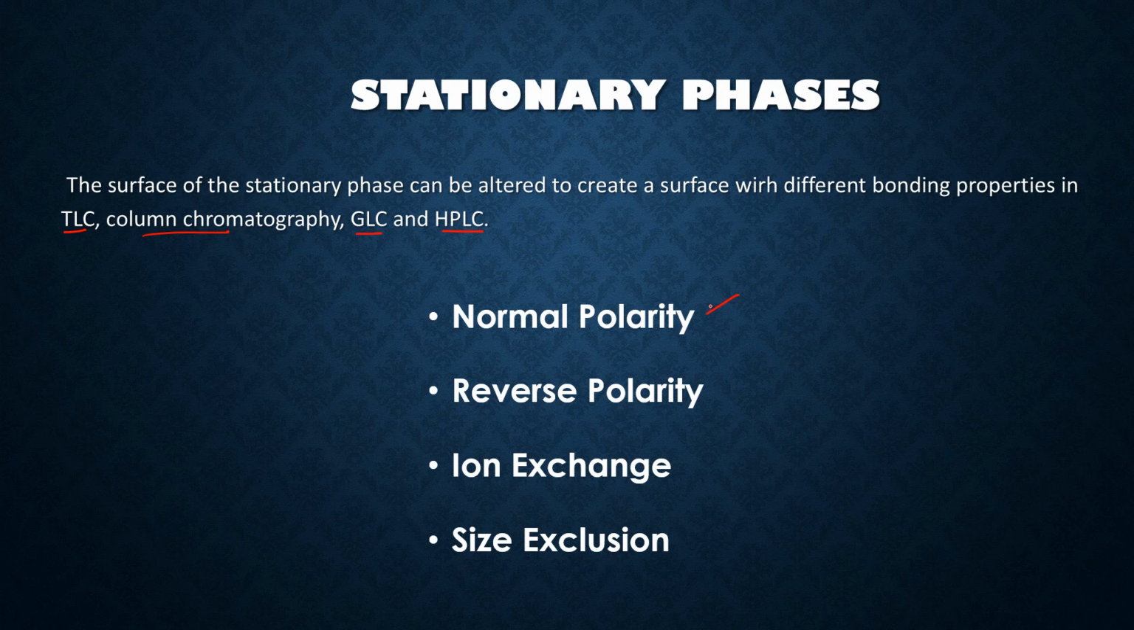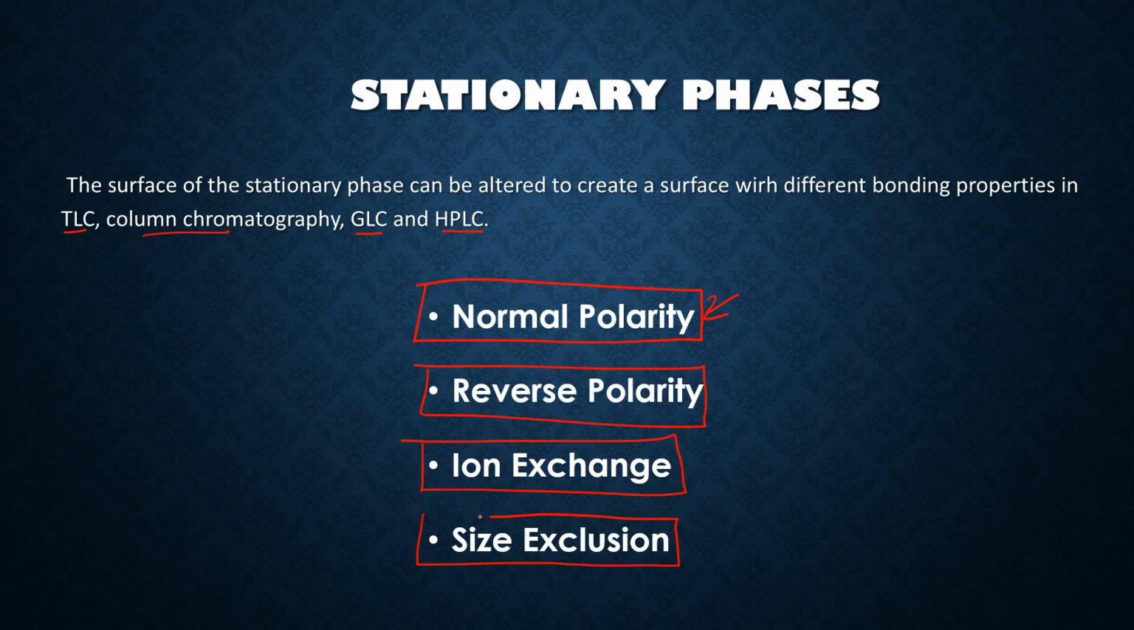Now the properties of the beads that make up the stationary phase can be changed to be very polar, as in normal polarity. They can be very non-polar, as in reverse polarity. They can be charged, either positively or negatively, depending on the beads, and the components can be separated according to their size as well.